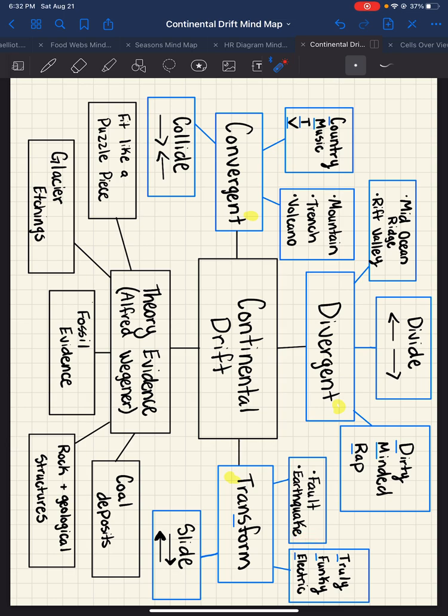So this saying is truly funky electric. The T stands for transform. The F stands for fault. And the E stands for earthquake. So at transform boundaries are fault lines, and those create earthquakes.